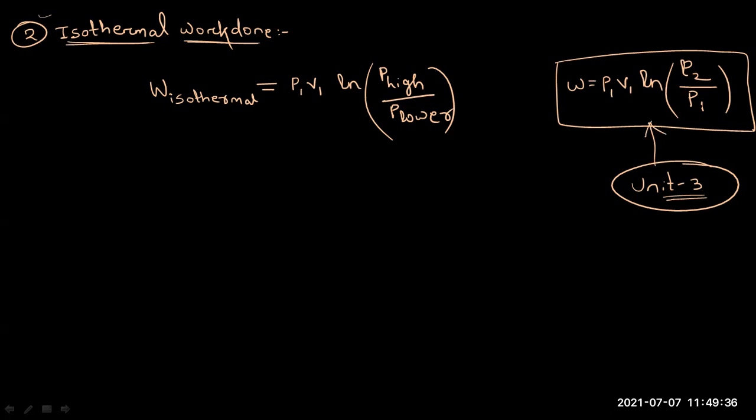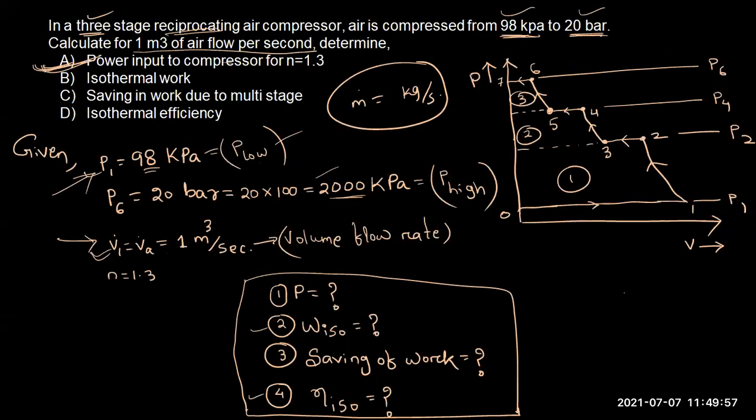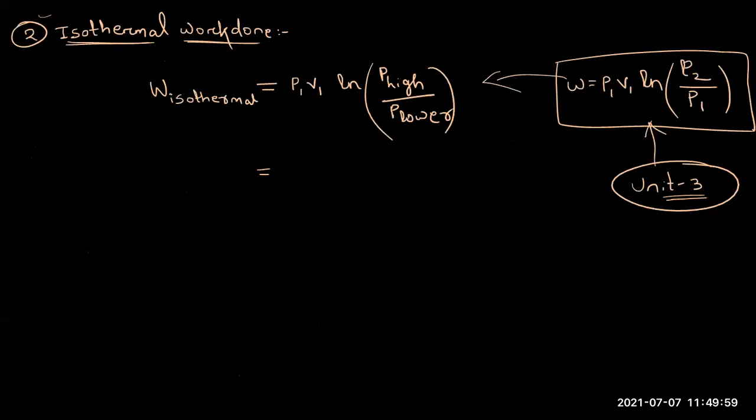P1 V1 ln P2 by P1. P2 means high pressure, P1 means low pressure. Okay, so the same formula we are going to implement here. P1 V1 ln high pressure divided by low pressure. This is the isothermal work done by the compressor, which is equal to P1 is how much? P1 is 98 kilopascal, V1 is 1 meter cube per second.